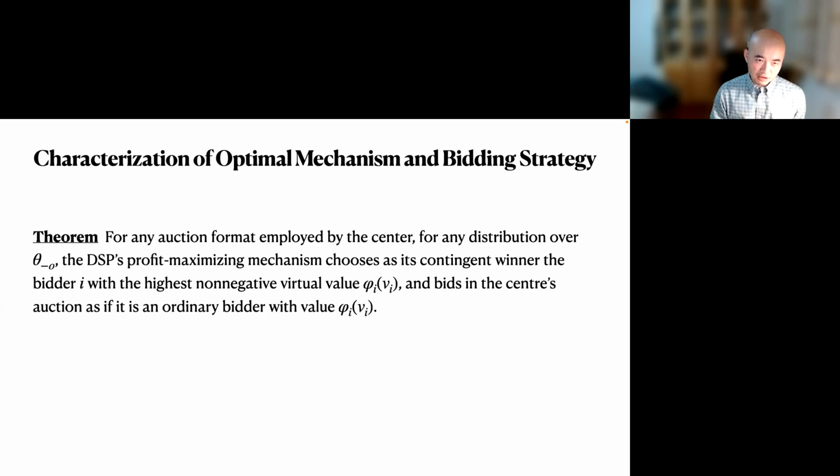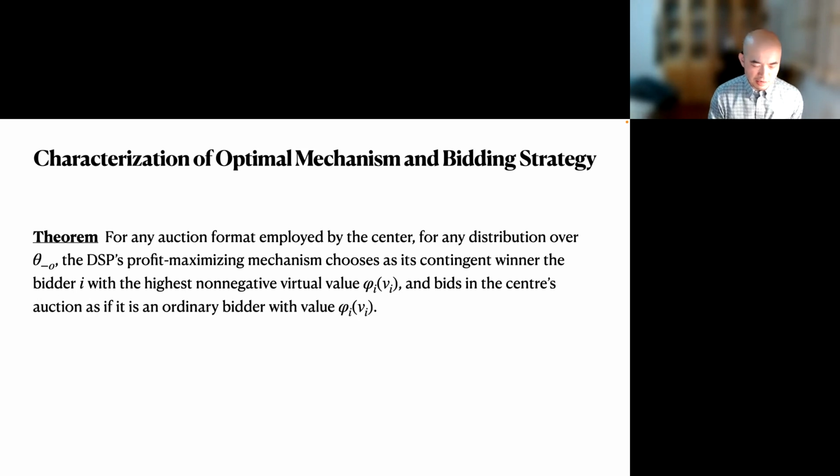He will bid in the center's auction as if he is an ordinary bidder with value phi of VI. But if the center's auction is, say, a first price auction, then this DSP should bid as if he were a bidder with value phi of VI in a first price auction. Okay, so this is not the actual bid in the auction, but only the value that you imagine you have. Exactly. I see. Thanks for clarifying this. Actually, this is an important point.